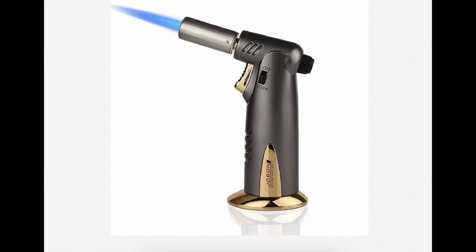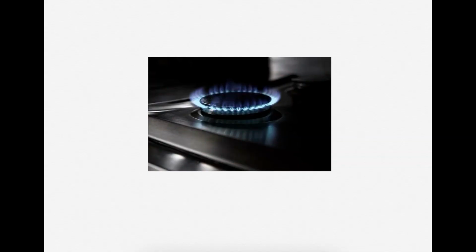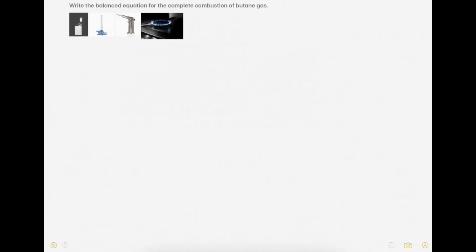Butane torches, often used in cooking to caramelize the top of a creme brulee maybe. These contain a butane gas that is obviously combusted to produce the flame. And a lot of your stovetops at home, or whether you're out camping, the gas that is supplied is often butane. Okay, so now let's look at the chemical equation behind these uses of butane. As I go through, I will write the generic steps for writing a balanced equation for any combustion reaction you might come across.